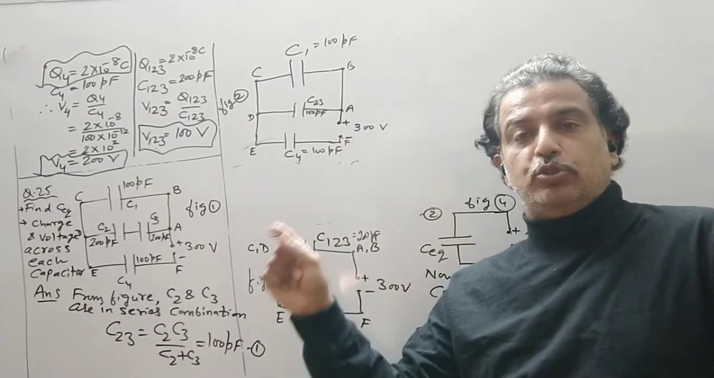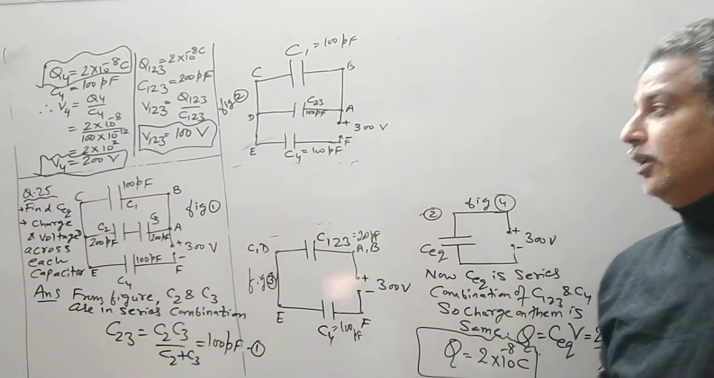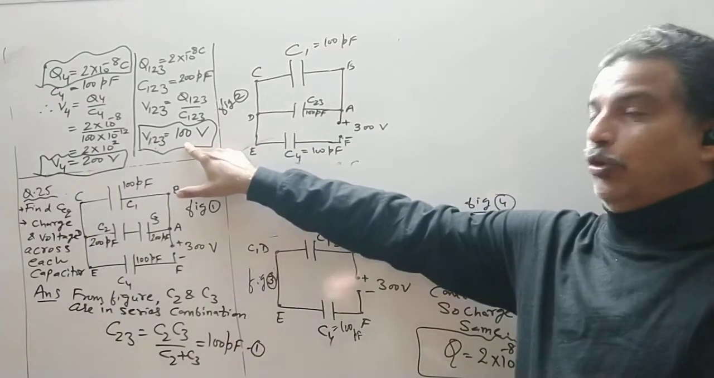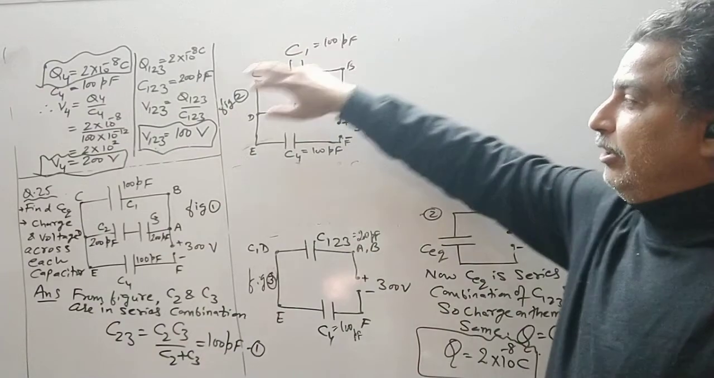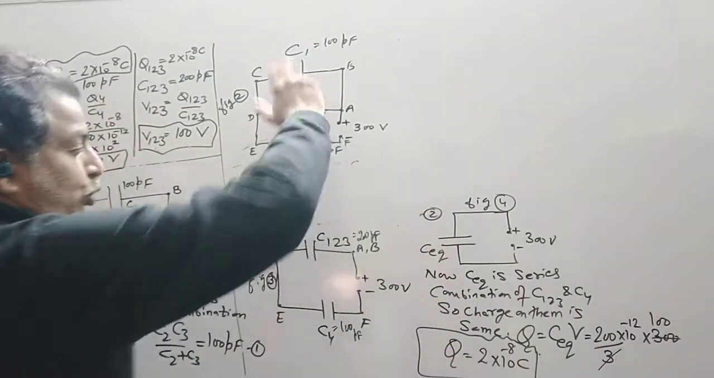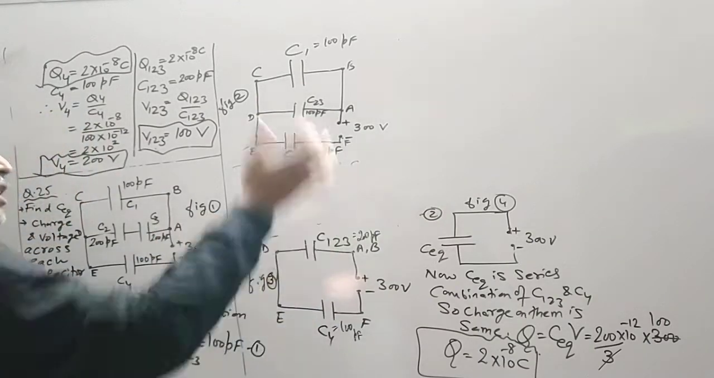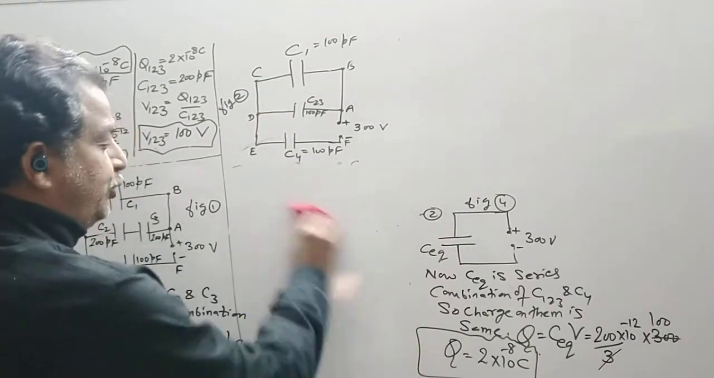V1 plus V123 is equal to 300 volt. So V123 is 100 volt. Now if V123 is 100 volt, then C123 is a parallel combination. So I refer now to figure 2. From the last diagram I came to this figure, now I came to figure 2, then figure 1, and then we will find out all the values.